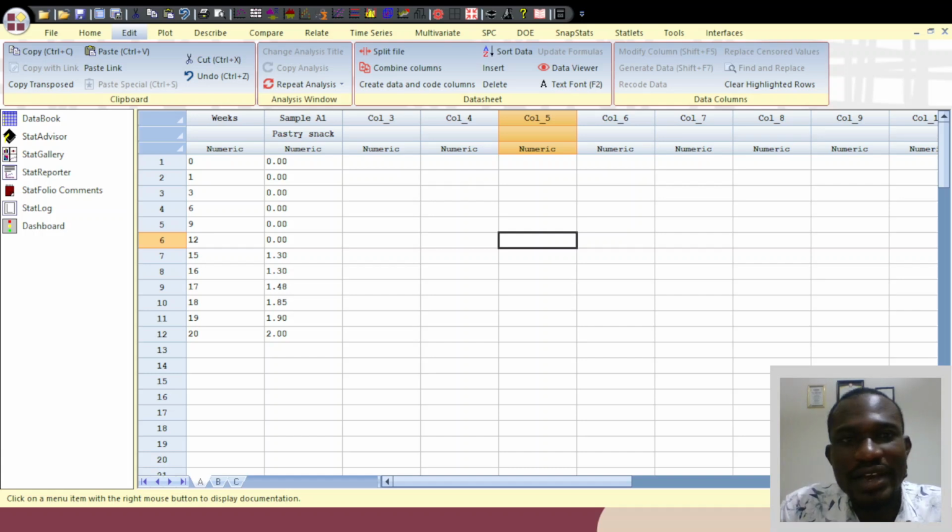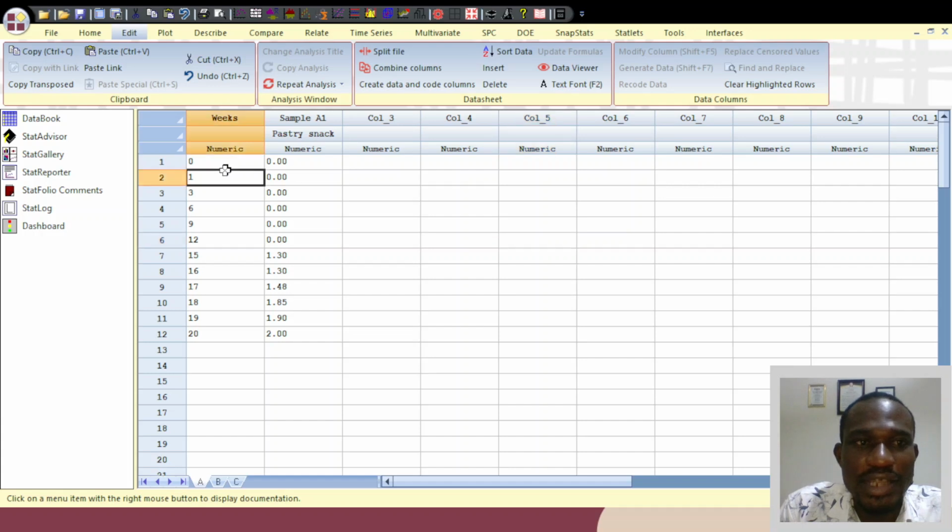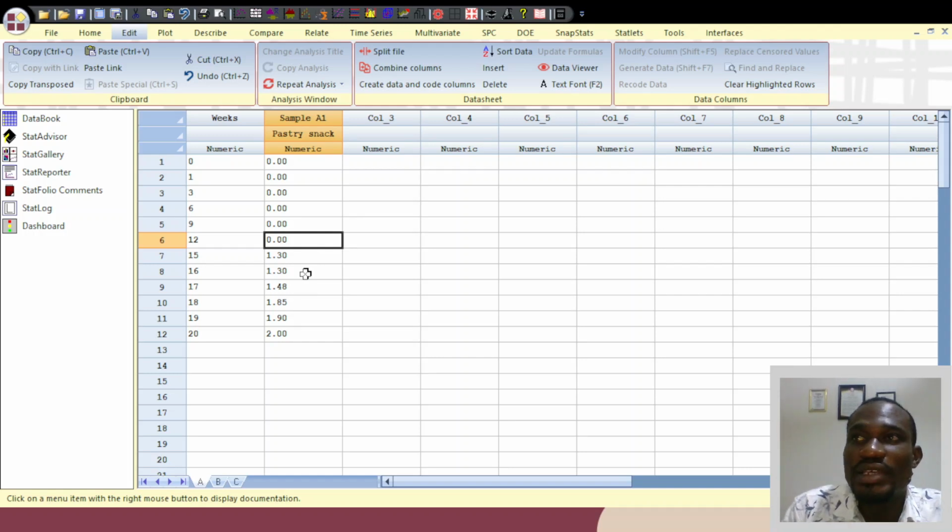So the data I have here is microbial data. That's the total microbial load in a pastry snack at week 0, week 1, week 3, week 6, up to week 20. You can see from here that from week 0 to week 12, there were no significant counts. They were all 0. So this could be the average of your response. So in my case, I'm using microbial data in log CFU.